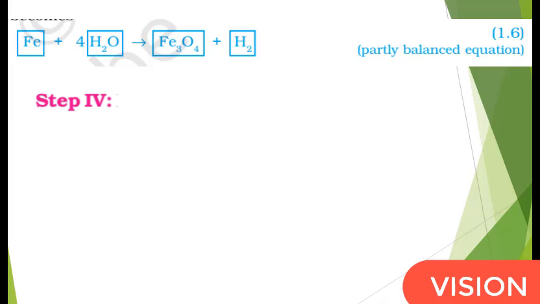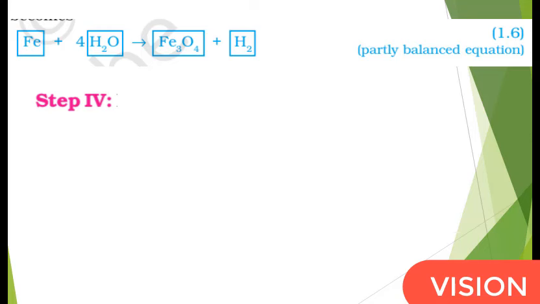Next, step 4 is balancing the hydrogen. In the LHS now we are having 8 hydrogen. In the RHS we are having 2 hydrogen. So we put 4 in front of the hydrogen in the RHS, and it will be balanced.